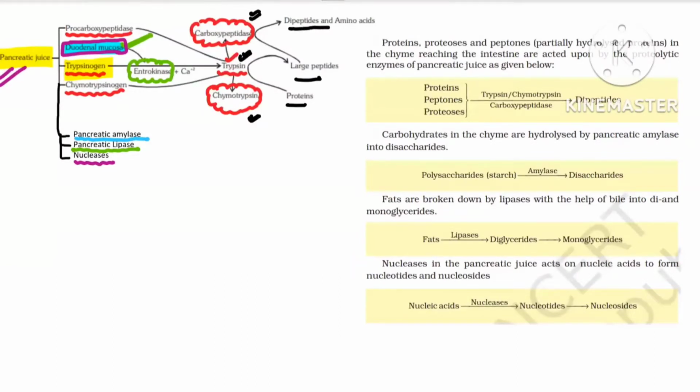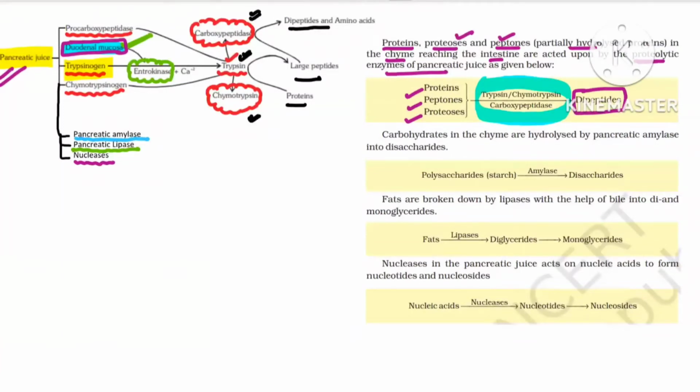You can see the equation in the NCERT also. This is the NCERT paragraph. Protein, proteose, and peptones. Proteose and peptones are partially digested proteins which were present in the chyme. Chyme is what is received from the stomach into the duodenum. Reaching the intestine, it is acted on by the proteolytic enzymes of pancreatic juice. Which are the proteolytic enzymes? These three: trypsin, chymotrypsin, and carboxypeptidase. They will break down protein, peptones or proteose to dipeptides. Clear, beta?